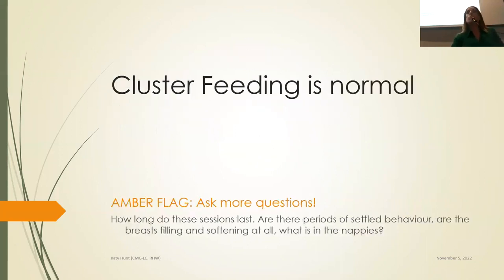Cluster feeding is normal. When do you say cluster feeding is normal? I always ask more questions. When is this happening? What does a baby look like when that's happening? Does it happen all day, every day, or does it happen just a small part of the day? I think it's an amber flag. I think it's trouble. I need to ask more questions when someone says, my baby's cluster feeding.